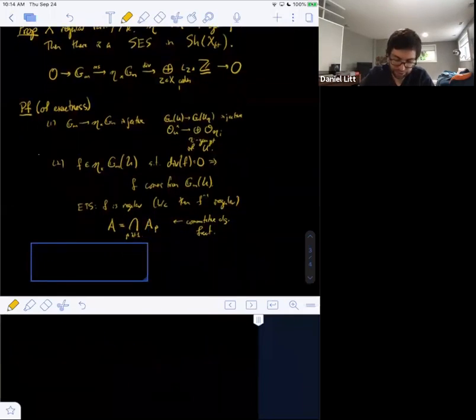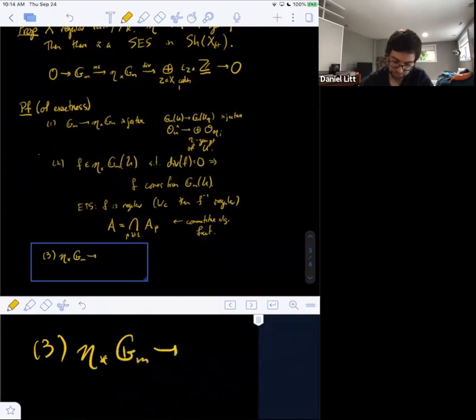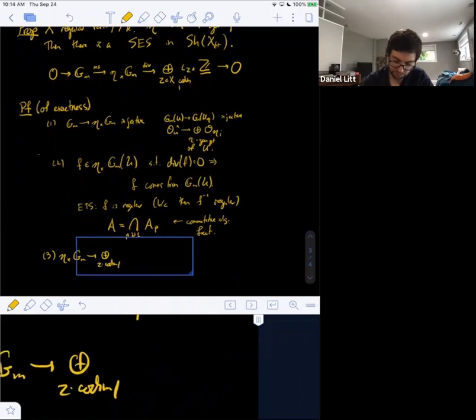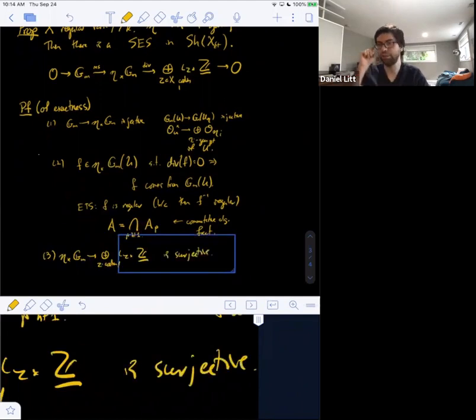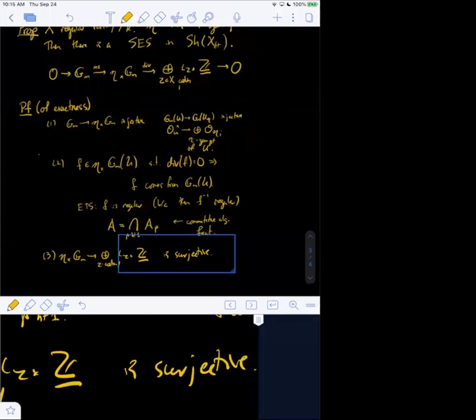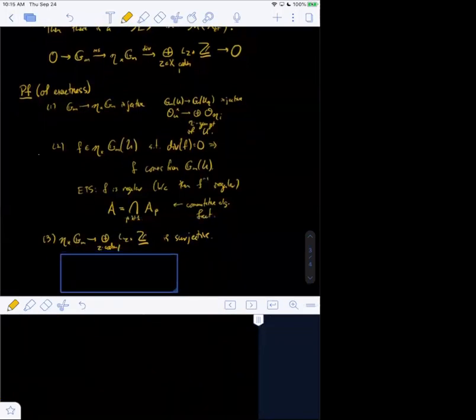Okay, and now 3 is going to actually use regularity. So far we actually haven't used regularity. So 3, we want to show that eta star GM, with the direct sum over Z of codimension 1 of iota_Z lower star of the constant sheaf Z, is surjective as a map of sheaves. So what do we need to show? Every divisor is locally principal.